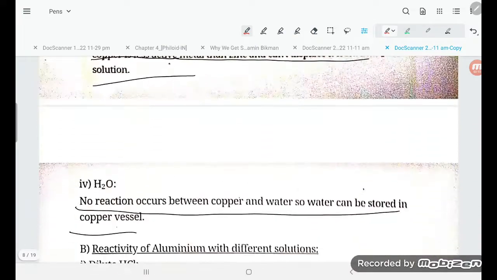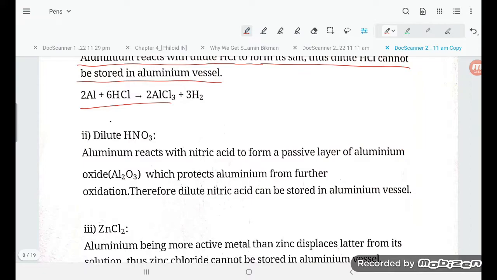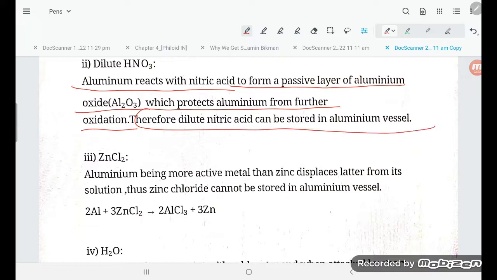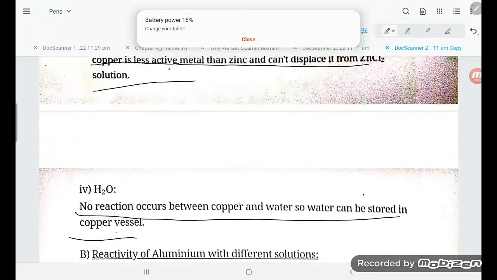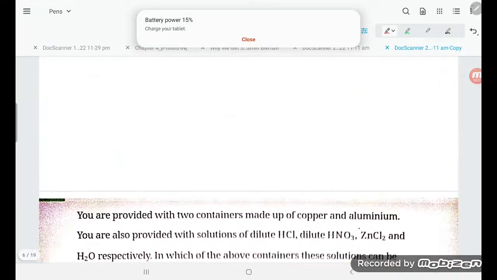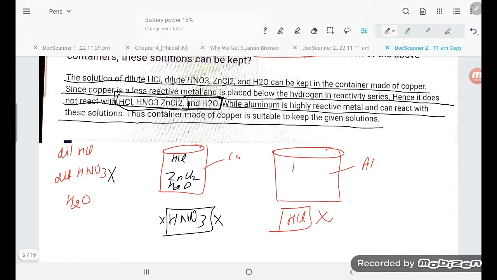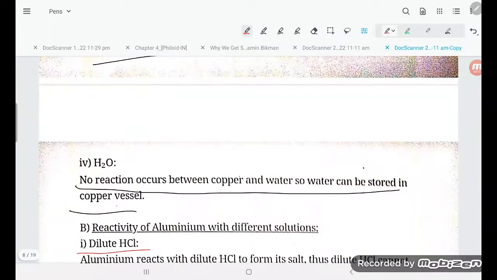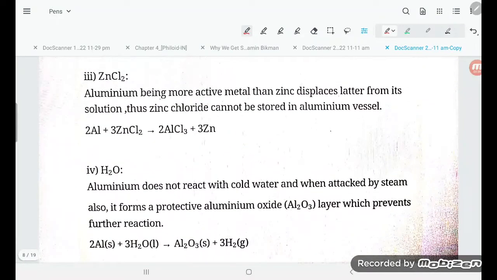Next one. See, dilute nitric acid: aluminum reacts with nitric acid to form a passive layer of aluminum oxide which protects the aluminum from further oxidation. Therefore, dilute nitric acid can be stored in the aluminum vessel. It means in the aluminum vessel you can place HNO3, and obviously water you can place because water is not reactive with aluminum. Okay, cold water does not react, students.